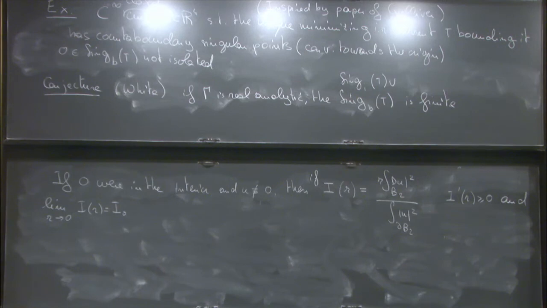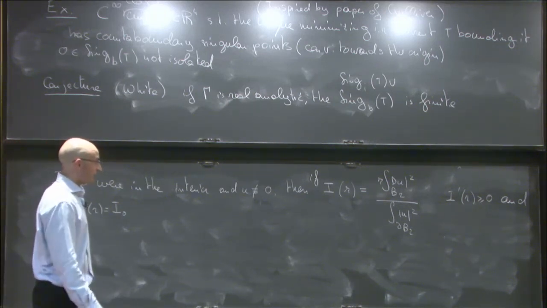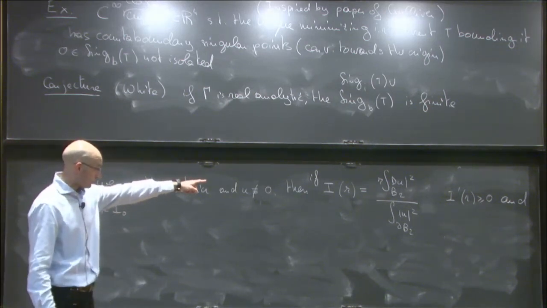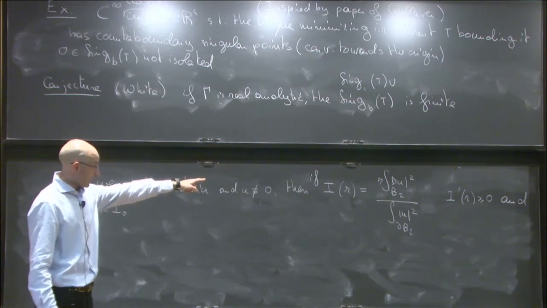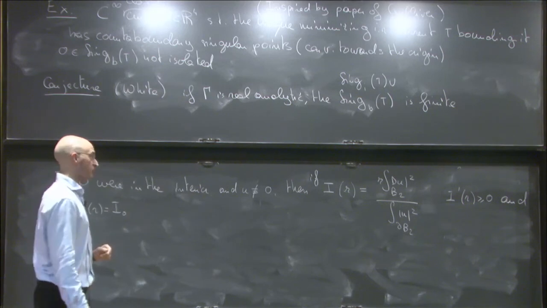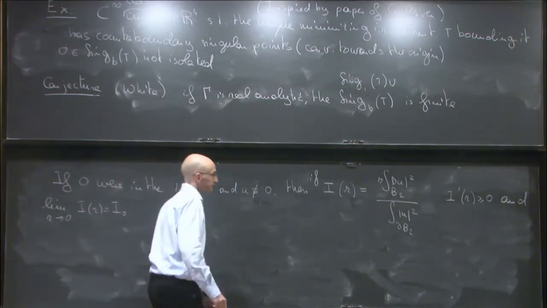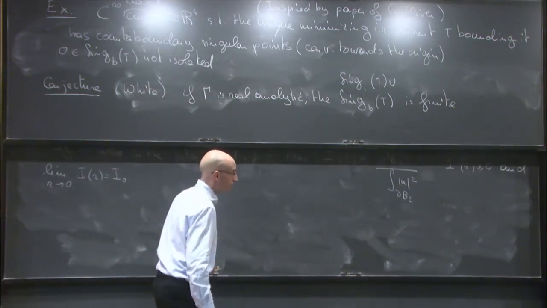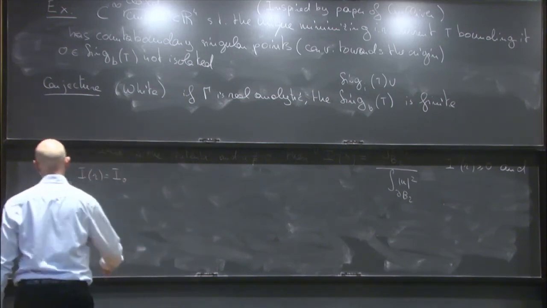So now, what is the upshot if you are actually at the boundary? If you are at the boundary and you try to mimic the proof of the monotonicity of this object, you run immediately into a lot of problems. But there is a theorem that you can prove, and it's a very simple thing to prove.